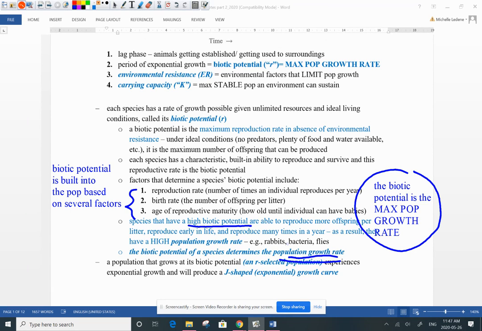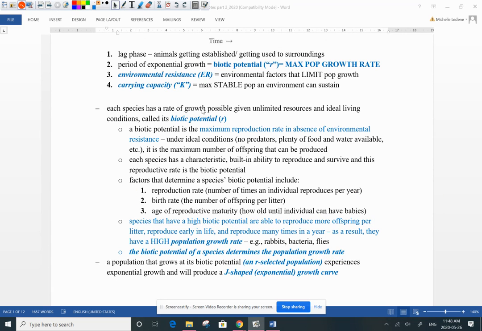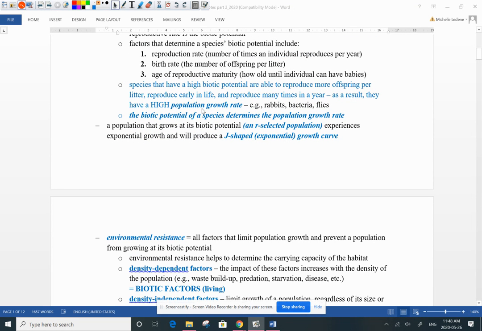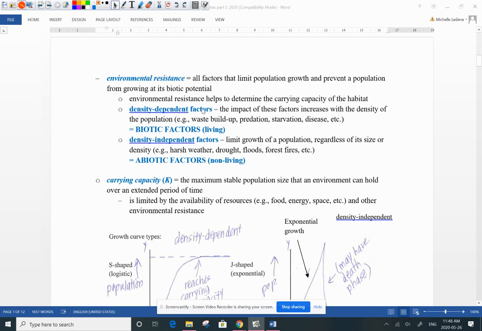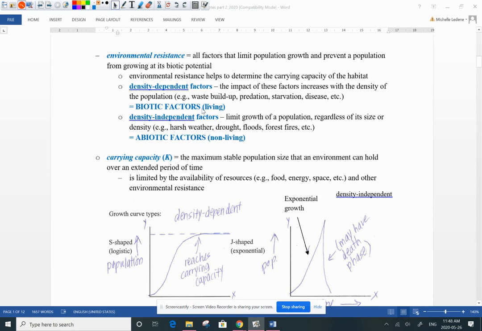And we're going to learn some new terms here. Our selected population grows at its population biotic potential. And so we call that exponential growth, as opposed to something like an elephant or a human being. Well, they're having fewer offspring, fewer times a year. And so as a result, they're going to have a lower population growth rate.